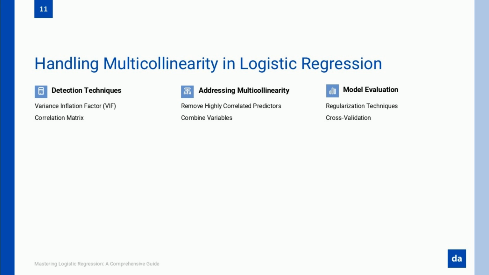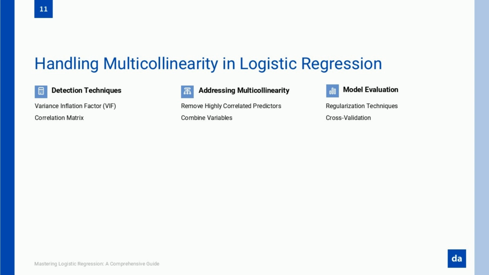We've built our logistic regression model, checked how well it fits the data, and everything looks great until we hit a sneaky problem that can completely mess up our results. It's called multicollinearity. And trust me, it's one of the biggest troublemakers in regression modeling.